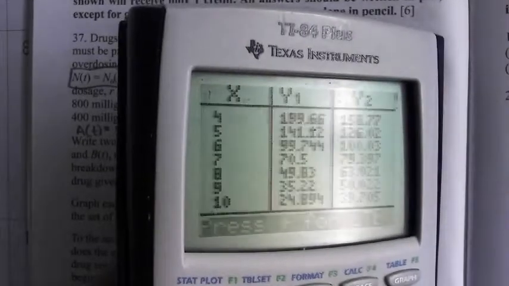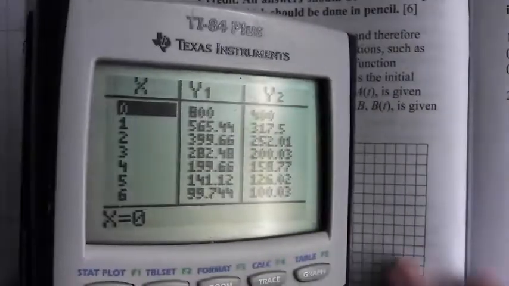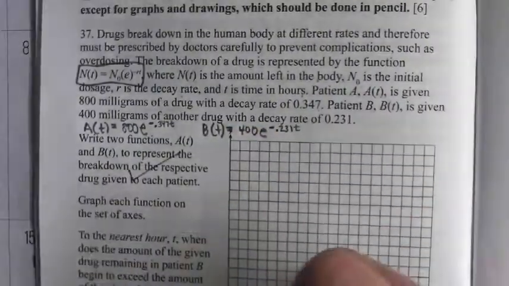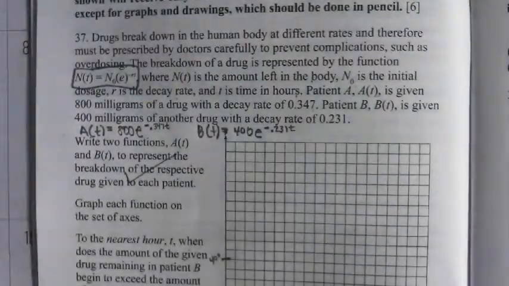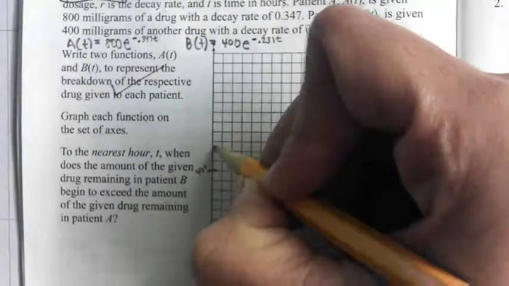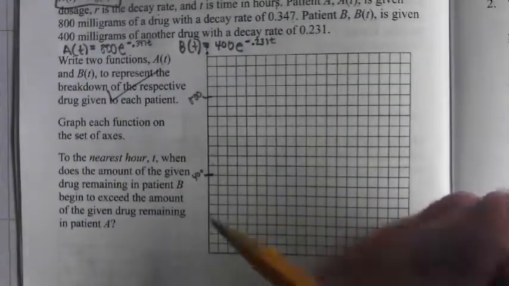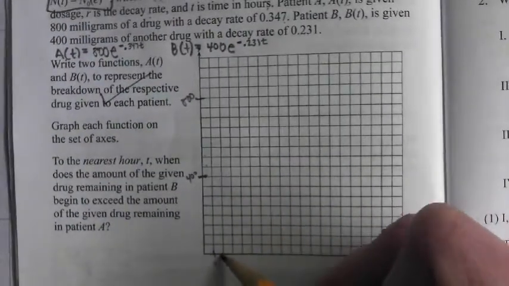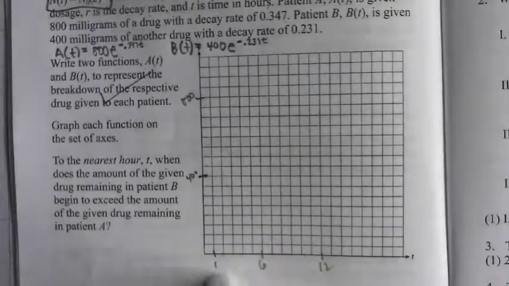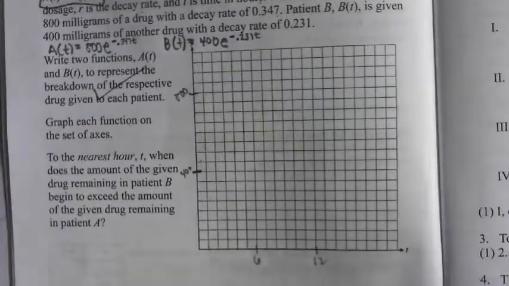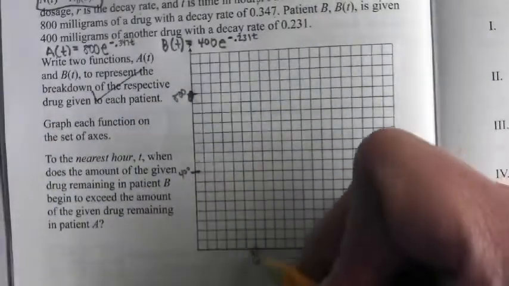Look at your table for these two patients. And you don't need to graph every point, but you can start by doing a scale. So 1, 2, 3, 4, 5, 6, 7, I'll count. Every other line is 100. And I'll just do 1, 2, 3, 4, 5, 6, 7, 8, 9, 10, 11, 12. Maybe I want to just graph a point every 6 hours. So 0, 800, 699.